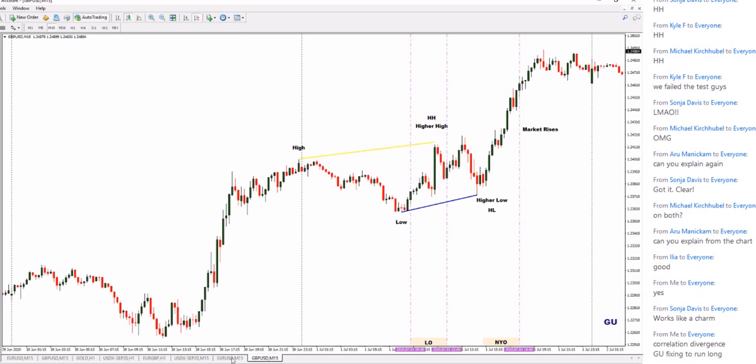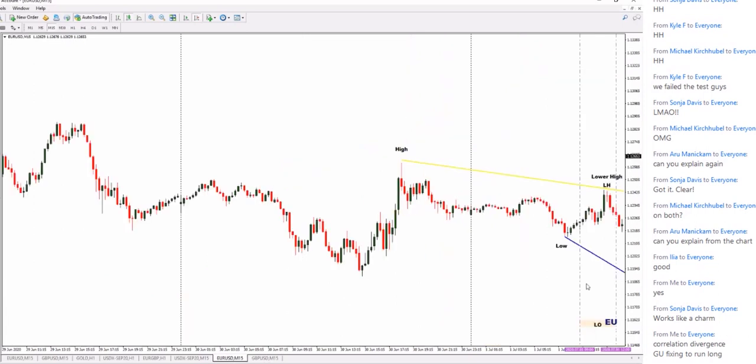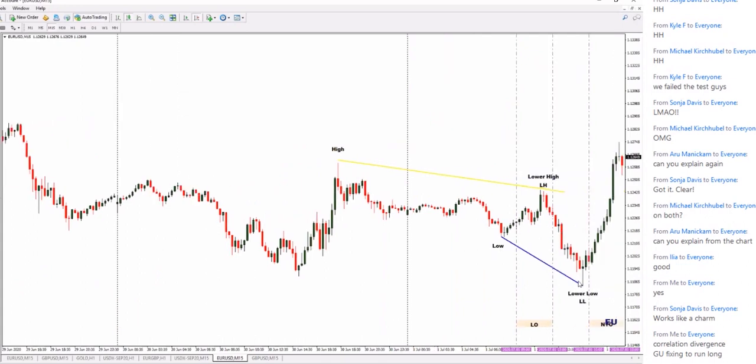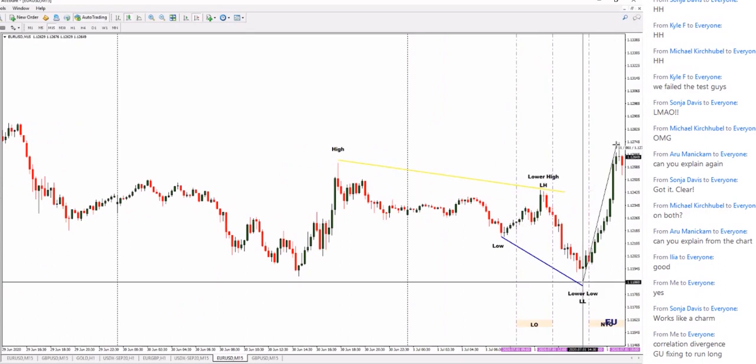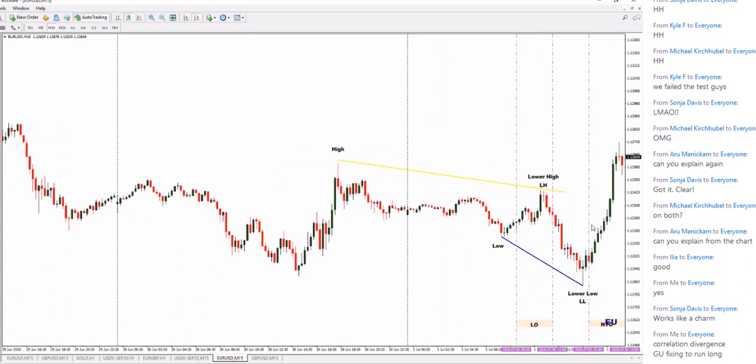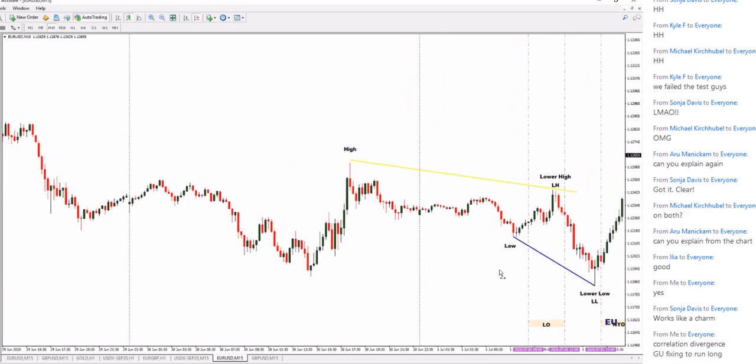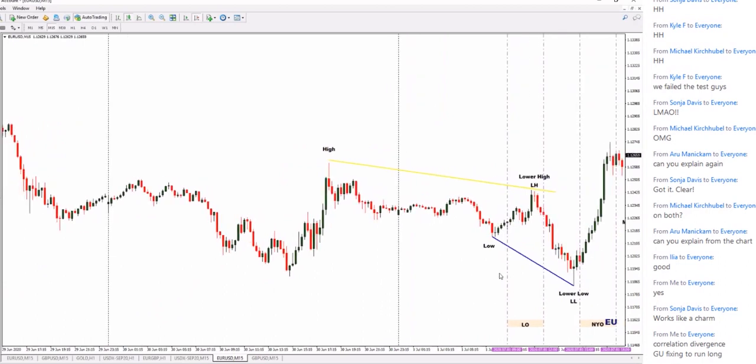Okay, so EU made a lower high, right? And then you can see it actually moved down in New York, right? But then it made this huge move up. So we're going to talk about why this happened as well. All right, so now let's go from London to New York, and we'll do the same thing. London to New York.